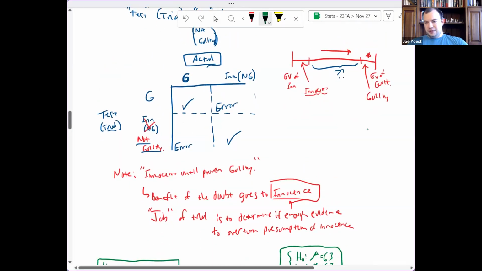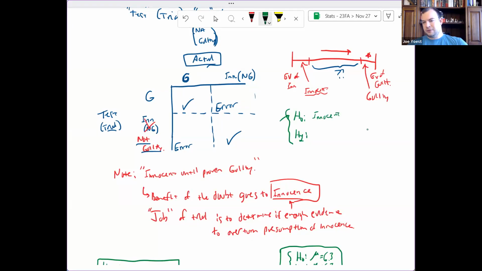So how might we phrase the jury trial in terms of H0 and H1? Well, the thing that gets the benefit of the doubt, H naught, is innocent. And the thing that we have to surpass a high bar in order to argue in favor of, the thing the evidence has to point strongly toward for us to change our worldview, the alternative hypothesis, is the person is guilty.